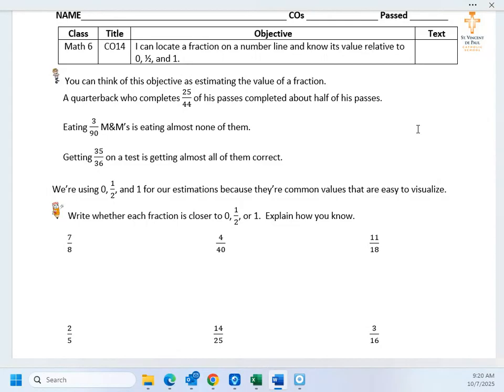And getting 35 out of 36 on a test is getting almost all of them correct. We're almost at that one whole, 36 out of 36. We're just shy of it. So it's really close to that one whole.